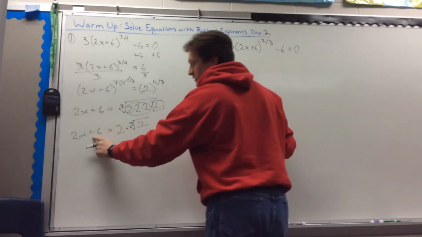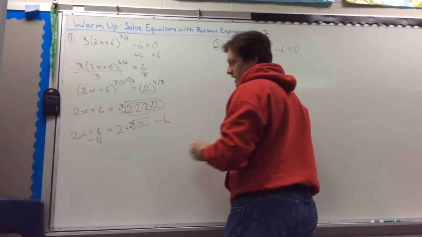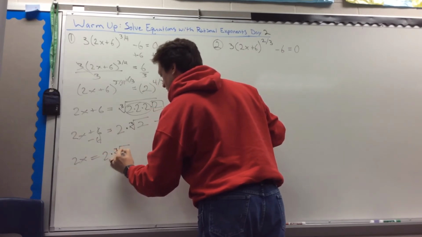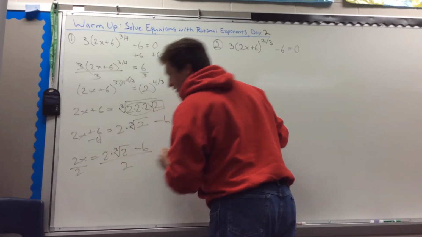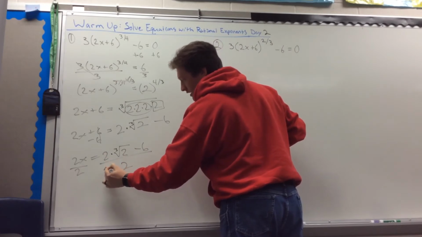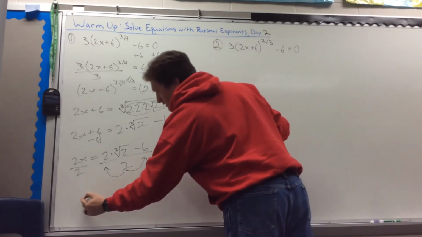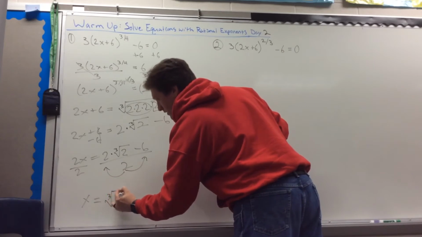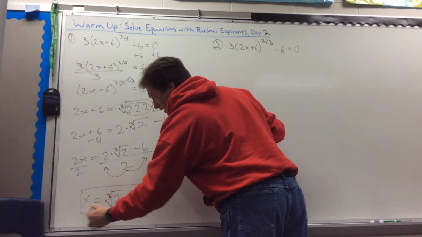From here, I'm going to subtract 6, which cancels, and then I have 2x is equal to 2 times the cubed root of 2 minus 6, and we're going to divide 2 into both sides. Make sure that the 2 goes over everything, so that means that this 2 is going to go there and reduce, and it's going to come here and reduce to give us x is equal to the cubed root of 2 minus 3 on the outside. That takes care of our answer here.